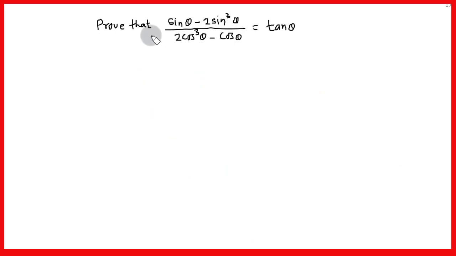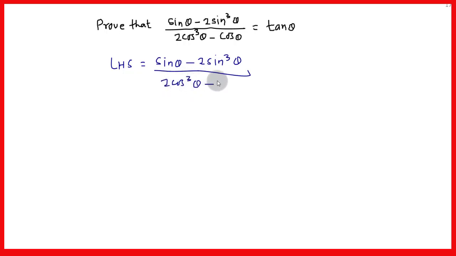Now here is a question on the screen. Prove that (sin theta minus 2 sin cube theta) upon (2 cos cube theta minus cos theta) is equal to tan theta. So here we will take LHS equal to (sin theta minus 2 sin cube theta) upon (2 cos cube theta minus cos theta).